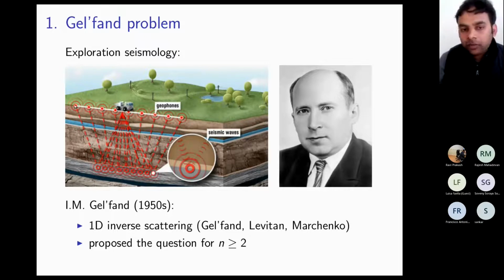It can go faster, it can be slower, whatever, and then it will come back and you receive it. And from that information, from the scattered sound wave, you try to predict whether there is oil or any material or whatever. And you also try to predict what the depth is, how much it is, and so forth. This is also known as the Gelfand problem, as he proposed. He proposed it in 1 dimension, and later it was introduced in higher dimensions.